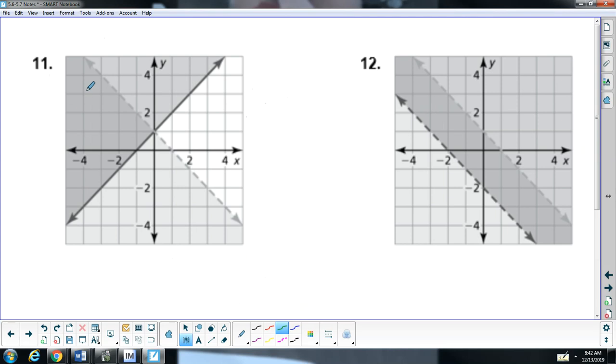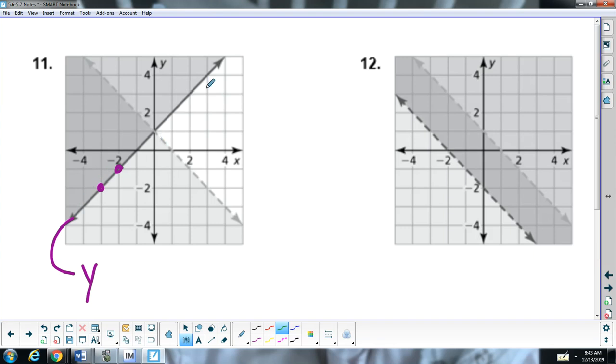11 and 12, we have lines that are not horizontal and vertical. So let's just look at this solid line right here on 11. So we know we're going to start with y. Looking at where this double shaded area is, is that above or below the line? It's above. So above means greater than. And then it's going to be a solid line, so that's going to tell us we're going to be or equal to.